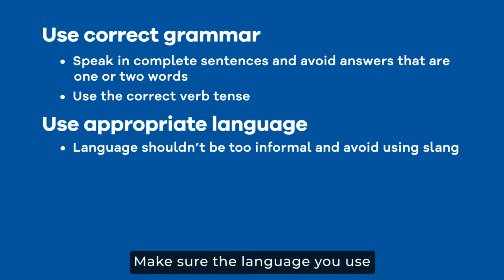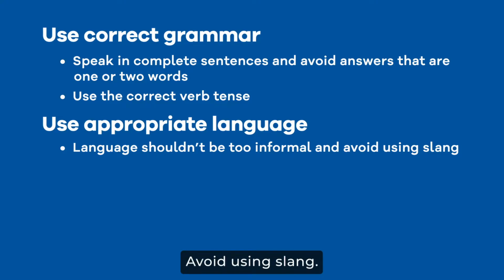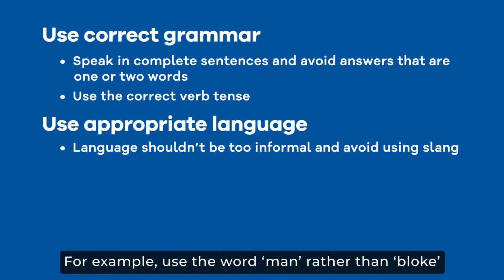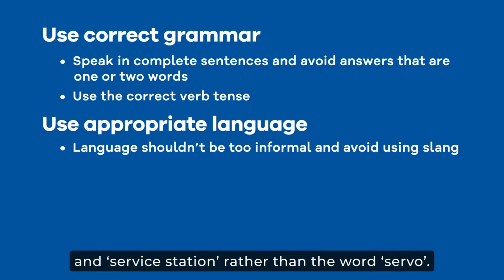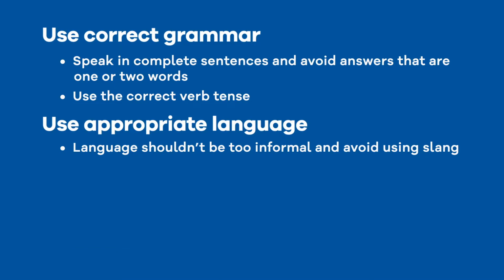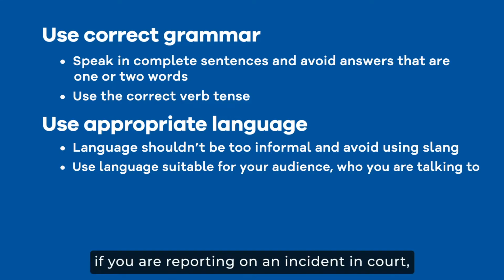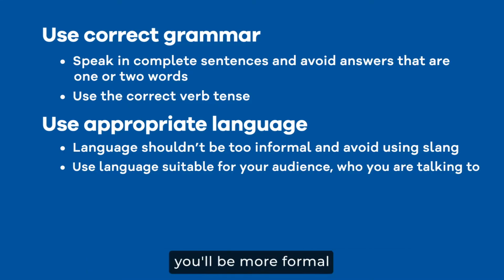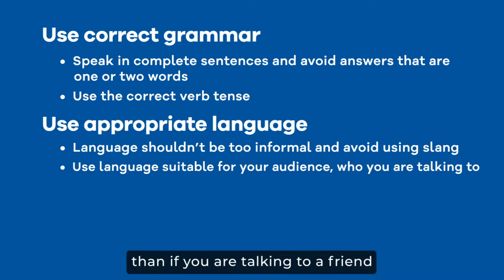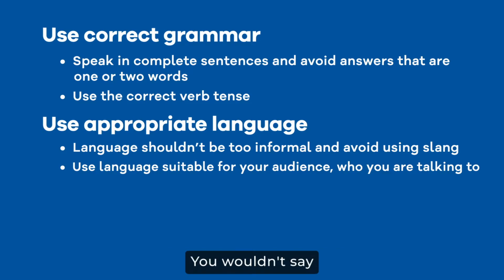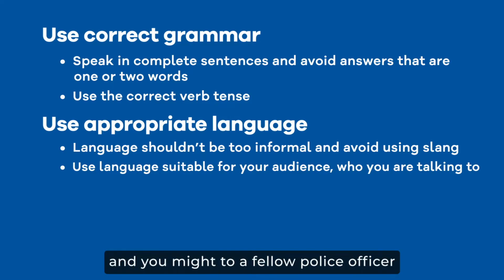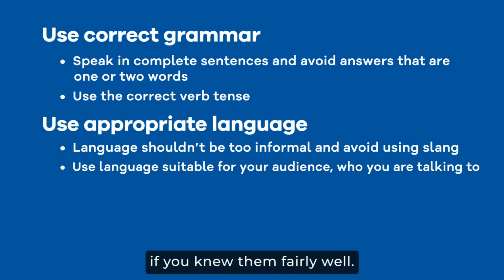Make sure the language you use isn't too informal. Avoid using slang. For example, use the word man rather than bloke and service station rather than the word servo. You may need to change what you say and how you say it depending on who you are talking to. For example, if you are reporting on an incident in court, you'll be more formal than if you were talking to a friend or a fellow police officer. You wouldn't say, done a runner to the judge, but you would to a friend, and you might to a fellow police officer if you knew them fairly well.